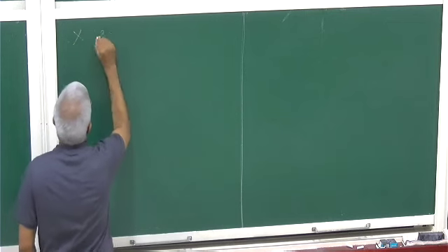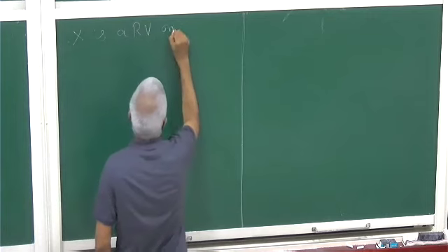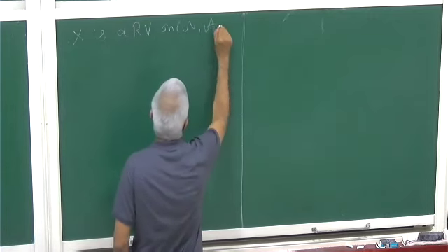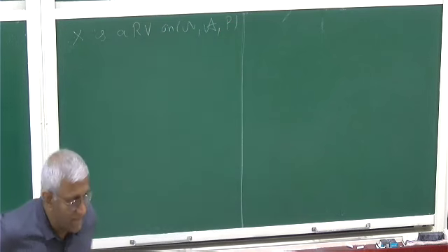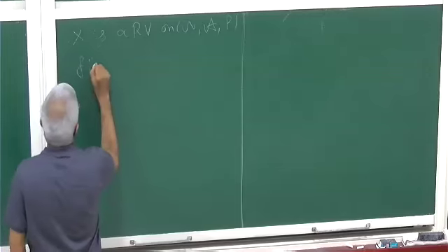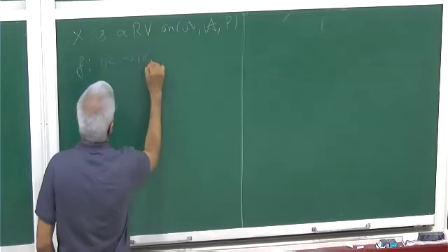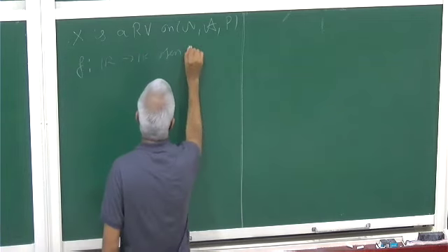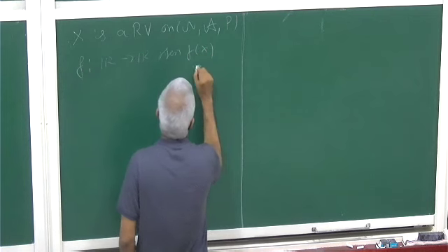X is a random variable on some probability space (omega, F). So you have a probability space and you have a random variable defined on that. And if you have a function f from R to R, then we prove... we note nothing is a proof. f of X is also a random variable.